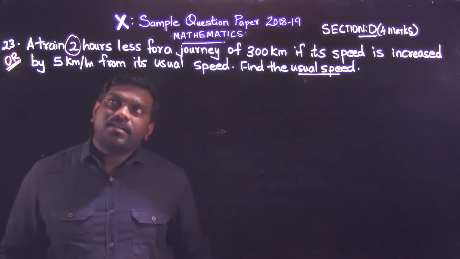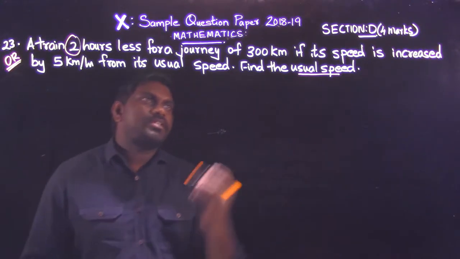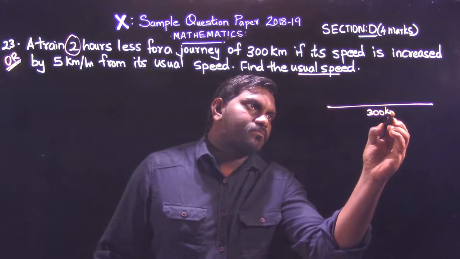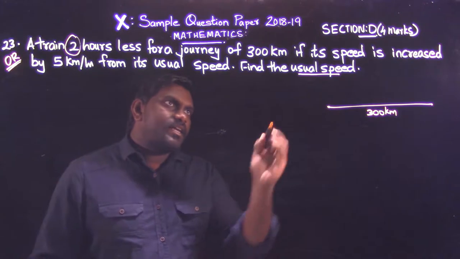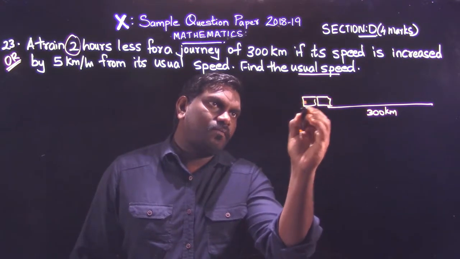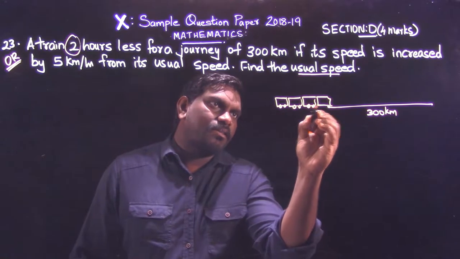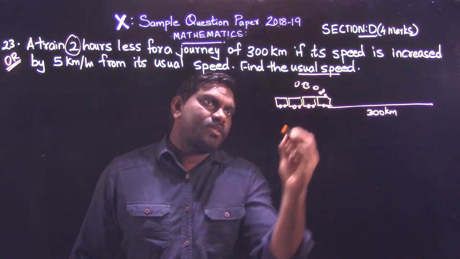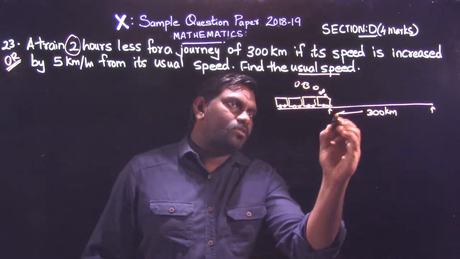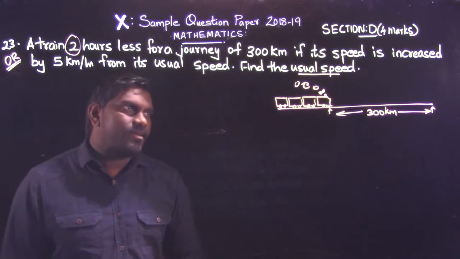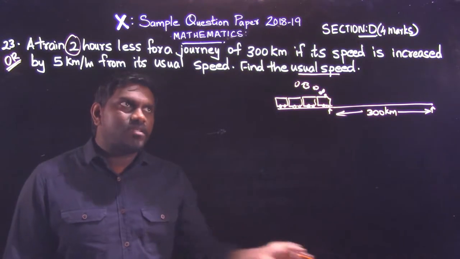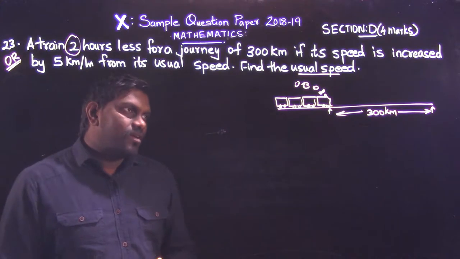Here, the question says that a train takes 2 hours less for a journey of 300 kilometers. That means there is a train which is moving a distance of 300 kilometers, and it's been said that if the speed is increased by 5 kilometers per hour, then... Maybe I will just draw a bit of bogies to get an idea. Okay, this is a train. It's moving from here, and it reached here. The distance here is 300 kilometers, and it's traveling with a certain speed, and it's been said that the journey would take 2 hours less if it increased the speed by 5.